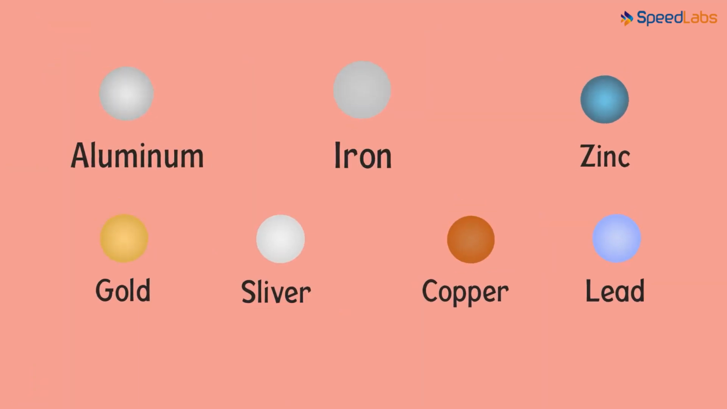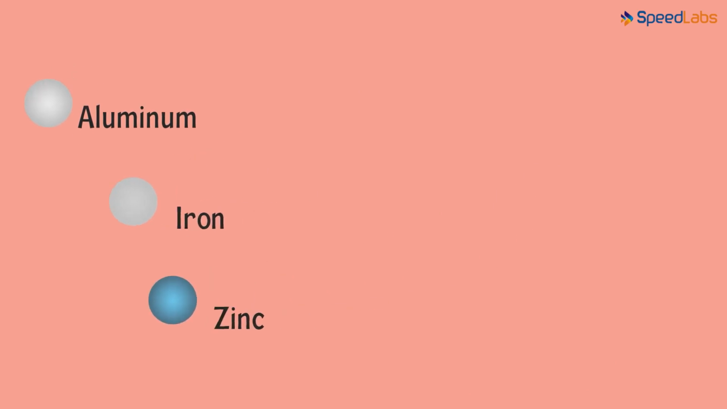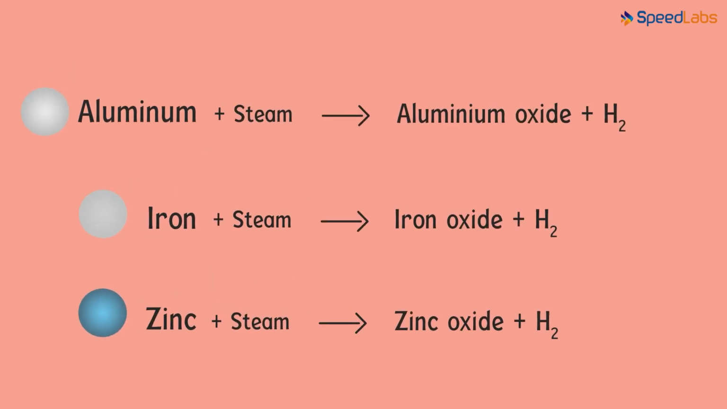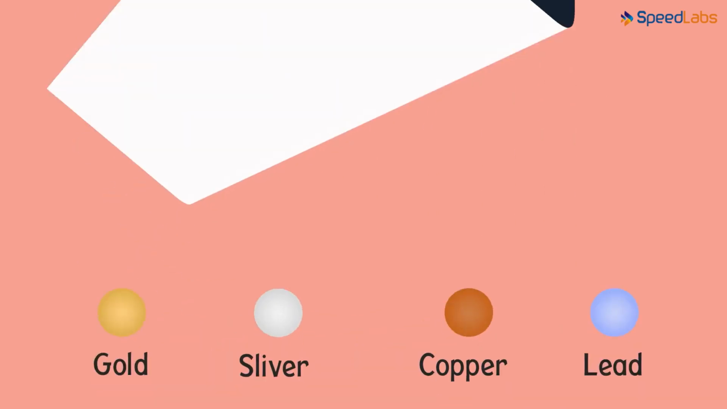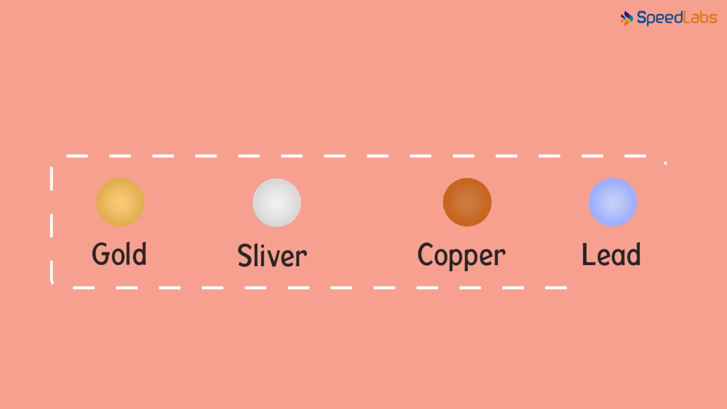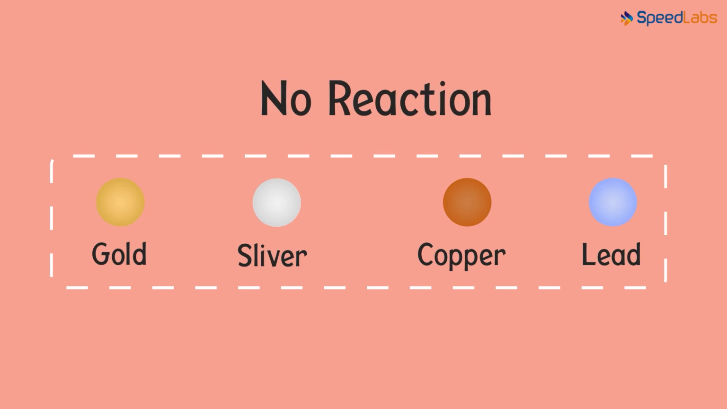The remaining metals we see here don't react with hot or cold water. But aluminium, iron and zinc react with steam to form metal oxide and hydrogen. And the other metals like lead, copper, silver and gold don't react with water at all.